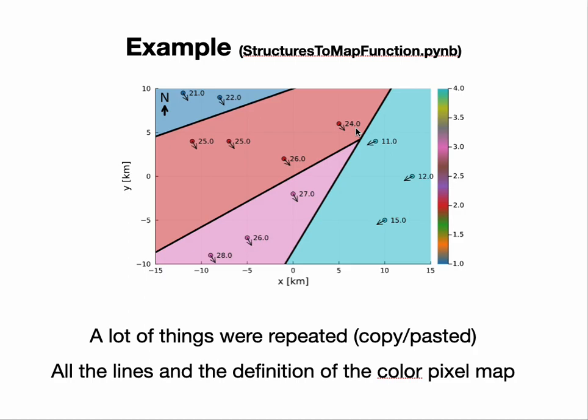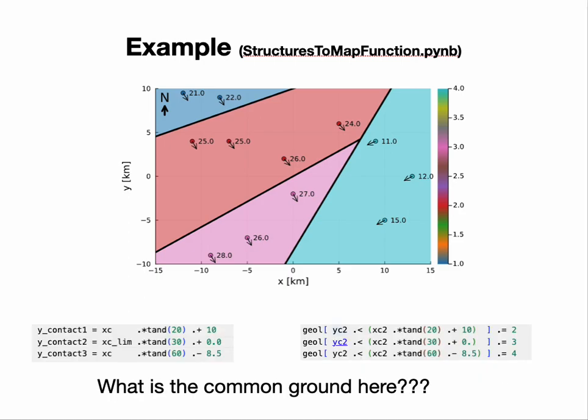But when we did this exercise, there were lots of code cells. We were repeating a lot of code. We were basically copy-pasting a lot of things. For example, we can check how these lines and how the color pixel map were defined.